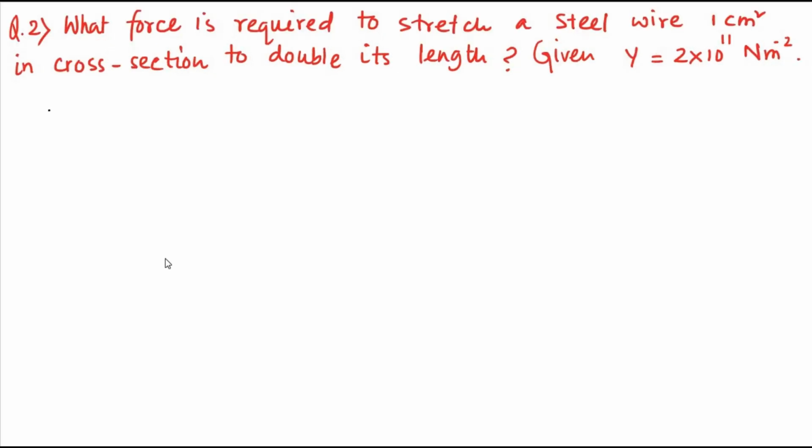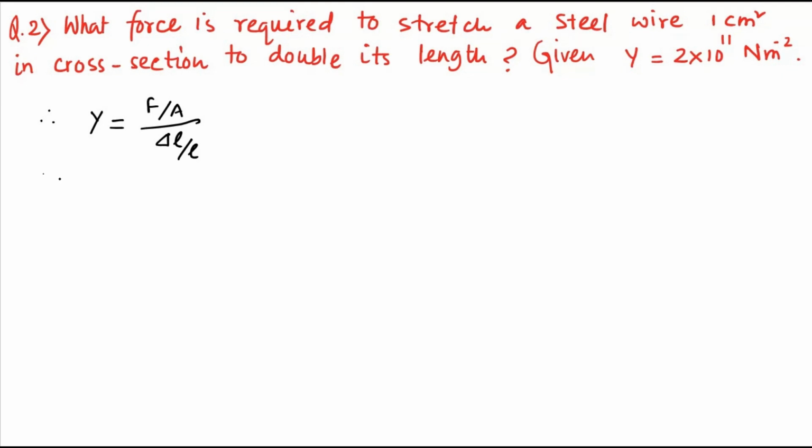Question number 2 is: what force is required to stretch a steel wire 1 centimeter square in cross section to double its length? Given Y is equal to 2 into 10 to the power 11 Newton per meter square. That means in this question, Young modulus is already given, and we know that Young modulus is equal to force per unit area divided by change in length upon L, that means stress divided by strain.